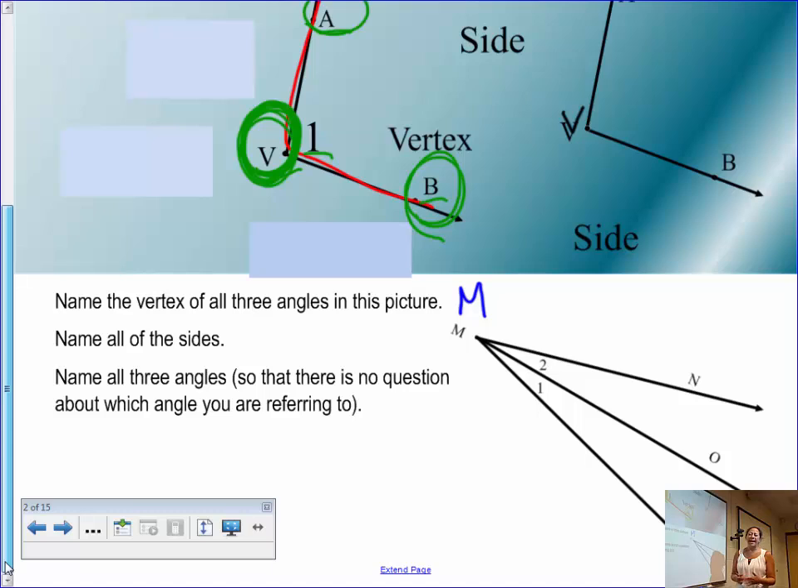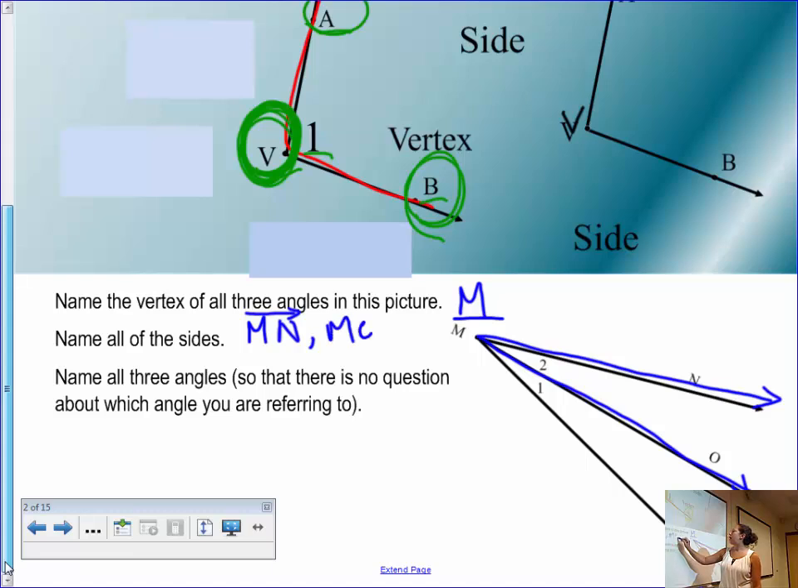Now, all of the sides, we're talking about rays. All of the sides have the vertex as their endpoint, so they're all going to start with M. The first one is from M through N, so I'm going to call the first side MN. The second side goes M through point O, so I'm going to call that MO. And there's one more side, M through P, so we're going to call that MP. Notice that I am using the ray notation.